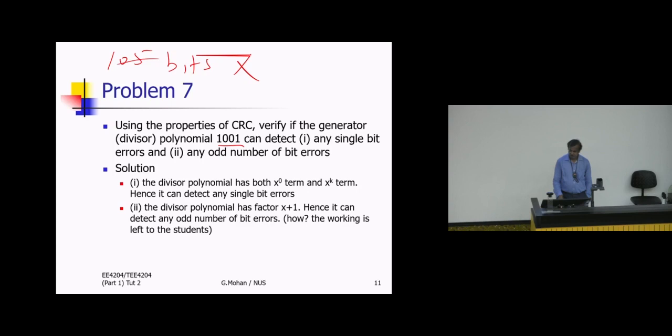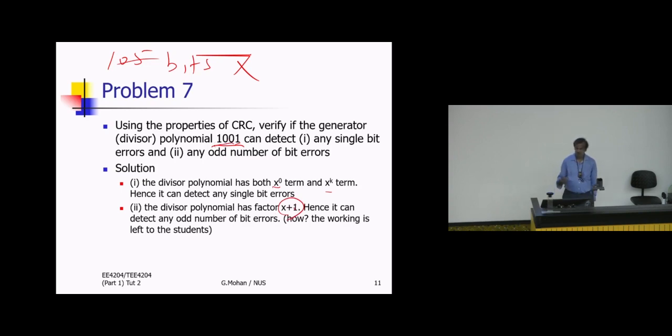A given divisor polynomial can detect any single bit error if both the x power 0 and x power k terms are present. So that means this should be 1, this should be 1. That's what it says. So it can detect single bit errors. And to check whether it can detect an odd number of bit errors, we need to check whether it has a factor x plus 1. So you need to check whether this polynomial has the factor x plus 1.